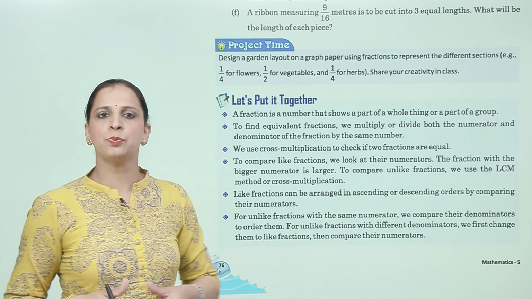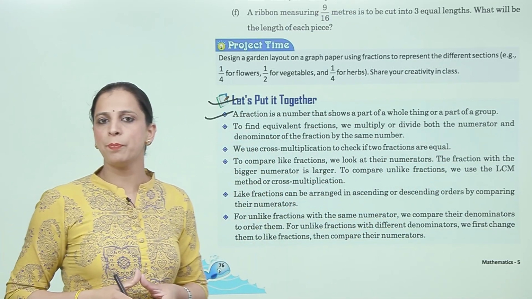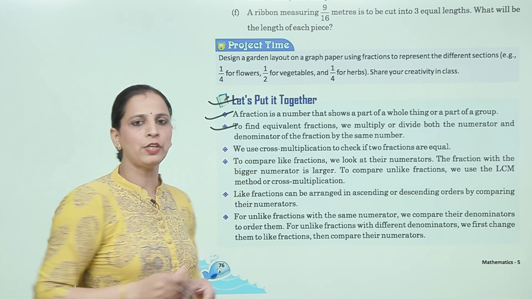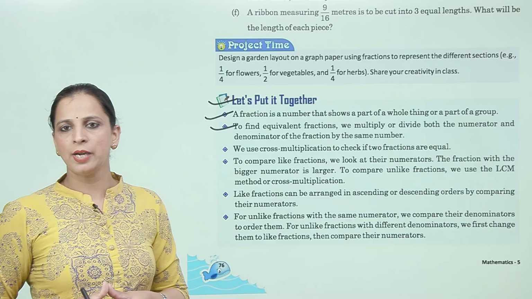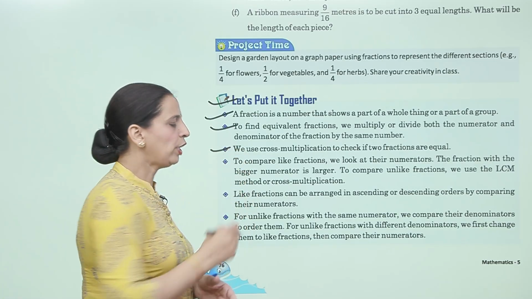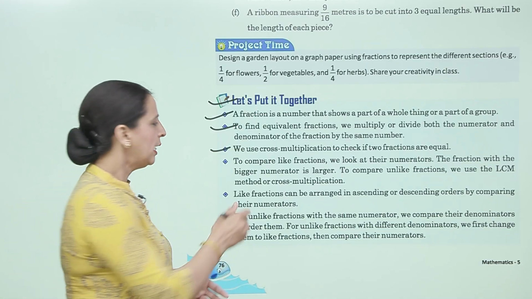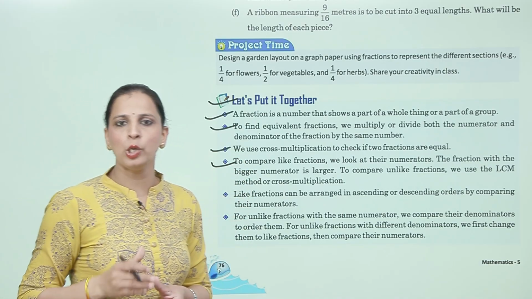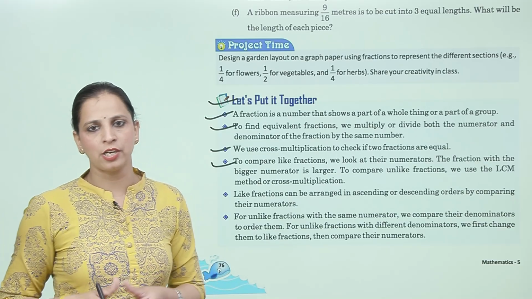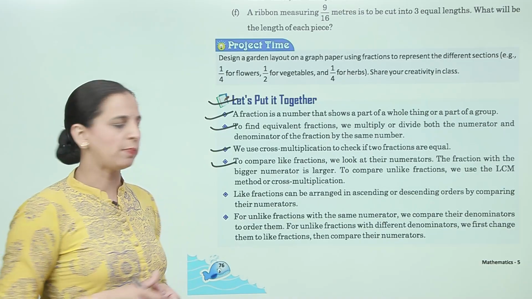Now next is let's put it together. First, a fraction is a number that shows a part of a whole thing or a part of a group. Next, to find equivalent fractions, we multiply or divide both the numerator and denominator of the fraction by the same number. Next, we use cross multiplication to check if two fractions are equal. Next, to compare like fractions, we look at their numerators. The fraction with the bigger numerator is larger. To compare unlike fractions, we use the LCM method or cross multiplication.